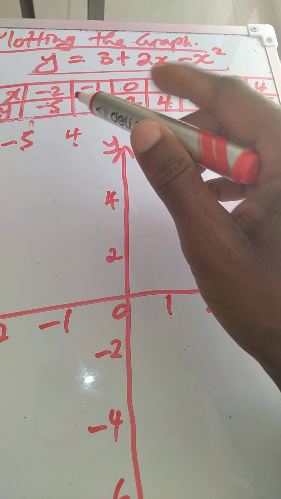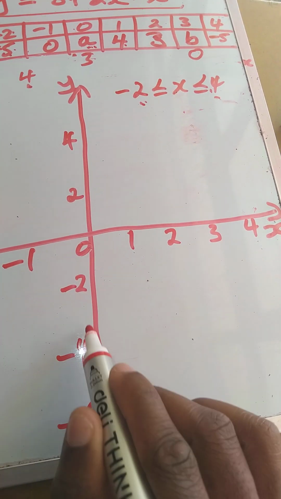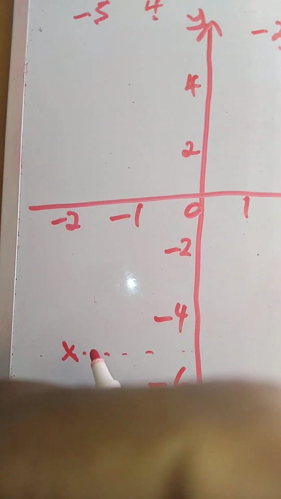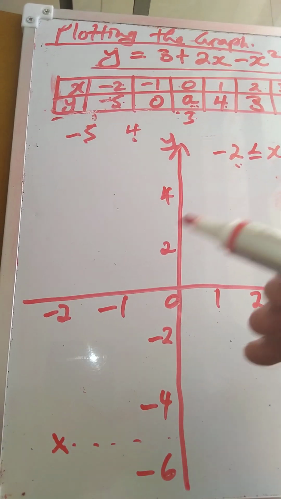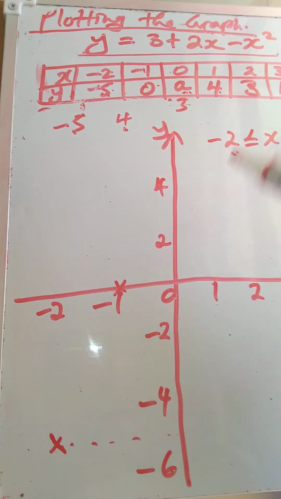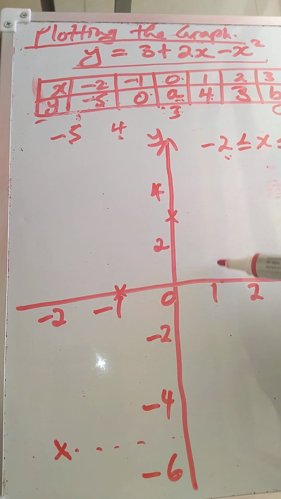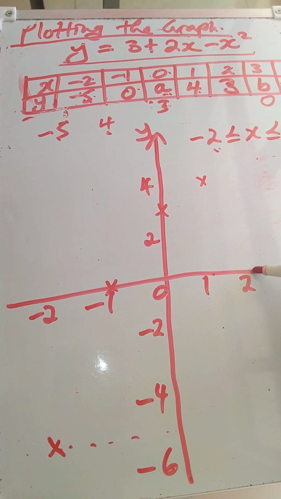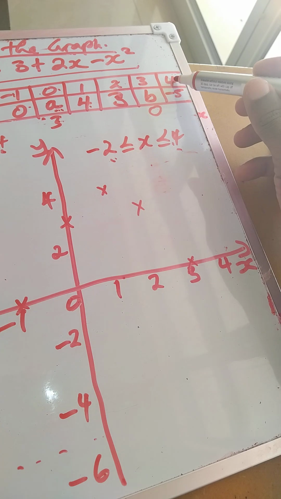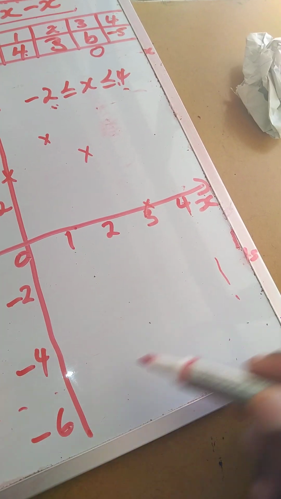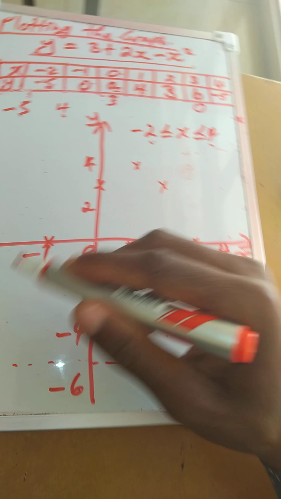So now we are going to plot the points. Negative 2 and negative 5, a star. Then negative 1 and 0, star; 0 and 3, star; 1 and 4, star; then 2 and 3, star; then 3 and 0; then 4 and negative 5, star. Right, we are going to draw a smooth curve.